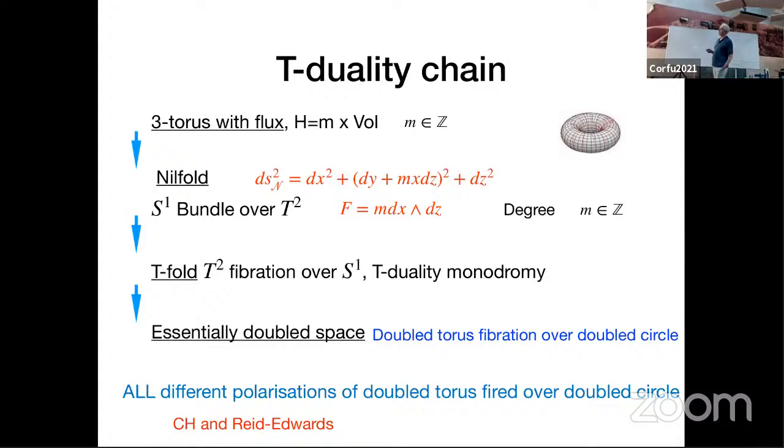A further T-duality takes you to a non-geometric background, a T-fold, which has T-duality monodromy, and a further duality after that takes you to something which can't be realized in conventional geometry, but requires double geometry. And all of these have a very elegant picture in terms of double geometry, as I showed with Ron Reid-Edwards.